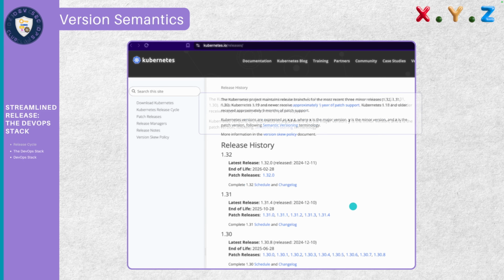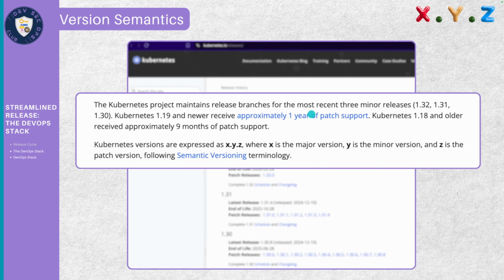So in this doc, if we go over here, it says the Kubernetes project maintains release branches. Don't mind the branches, I will explain that. The most recent 3 minor releases. It says minor. So minor means we have this one. So 1.32, 1.31, and 1.30. And it says 1.19 and newer versions receive approximately 1 year of patch support. So now we know what patch means, right? And Kubernetes versions are expressed as x.y.z.